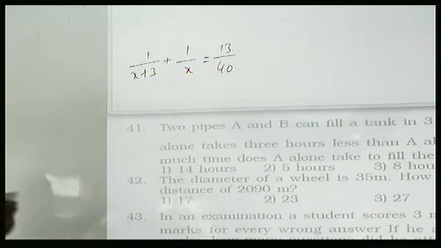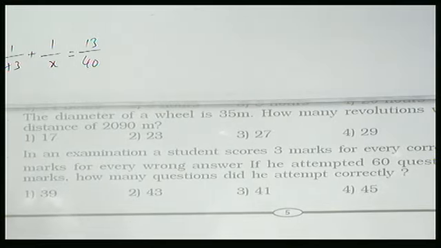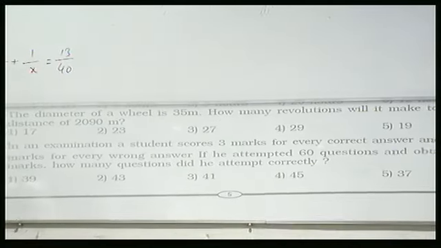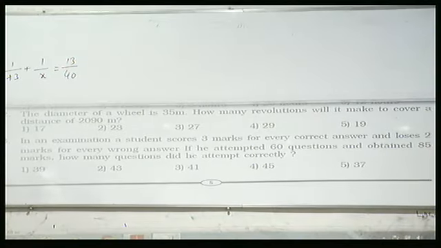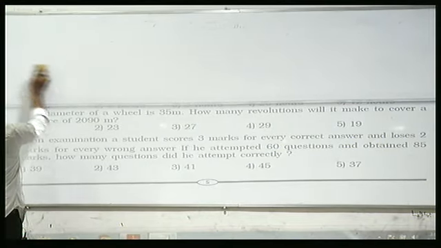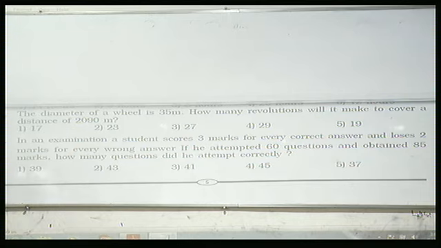Next, 42. The diameter of a wheel is 35 meters. How many revolutions will it take to cover a distance of 2090 meters? You are asked about the number of revolutions.